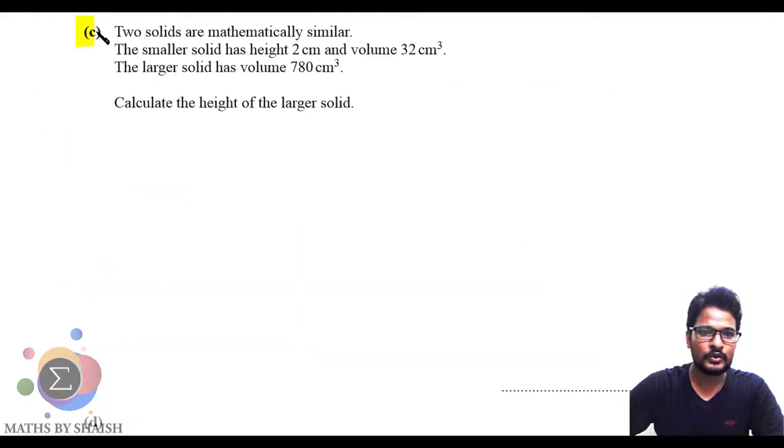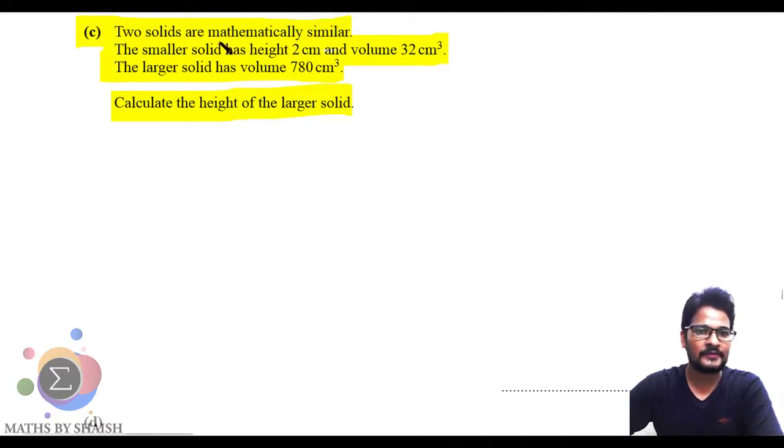Here's the C part. Two solids are mathematically similar. The smaller solid has height 2 centimeter and volume 32 centimeter cube. The larger solid has volume 780 centimeter cube, and we need to calculate the height of the larger solid. In these types of questions, whenever we have mathematically similar objects or similar solids, we are going to talk about the scale factor.